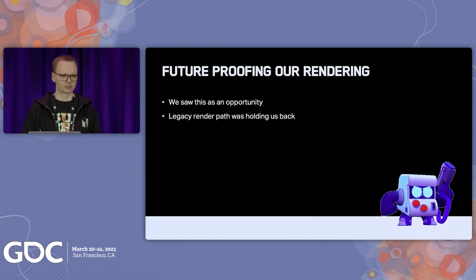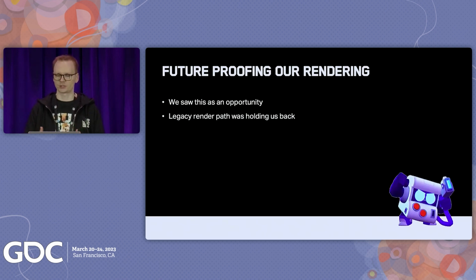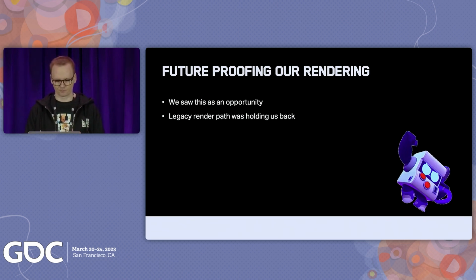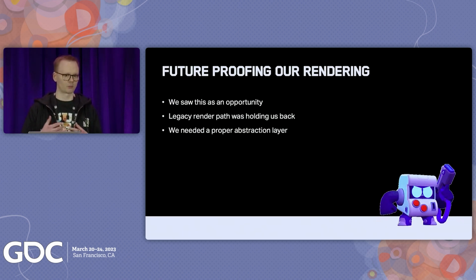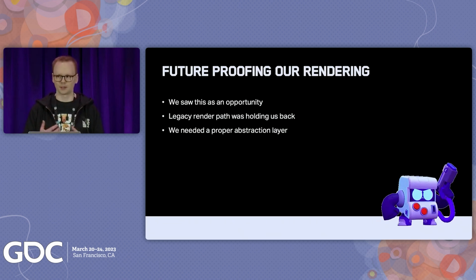And we had these situations where we had 2D rendering states leaking into 3D rendering states, and it was really hard to maintain a separation between these systems. So we needed a proper abstraction layer that would allow our game rendering engineers to focus on the actual game visuals and not think too much about the underlying API.